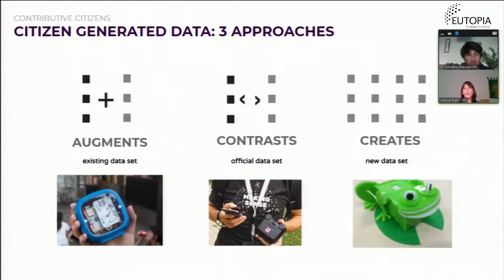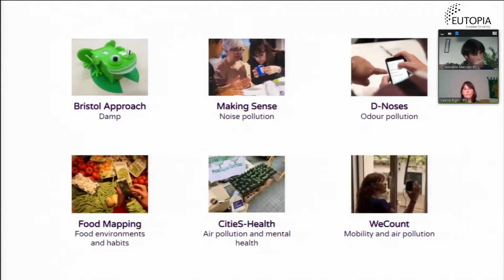So they can be collected to augment existing data sets, or they can be collected to contrast official data sets, or they can create data on new topics where they were not available at all, such kind of data. So over the last 6 years, more or less, at Ideas for Change, we have supported different types of communities in collecting data that they care about, in order to understand a problem and find a possible solution.